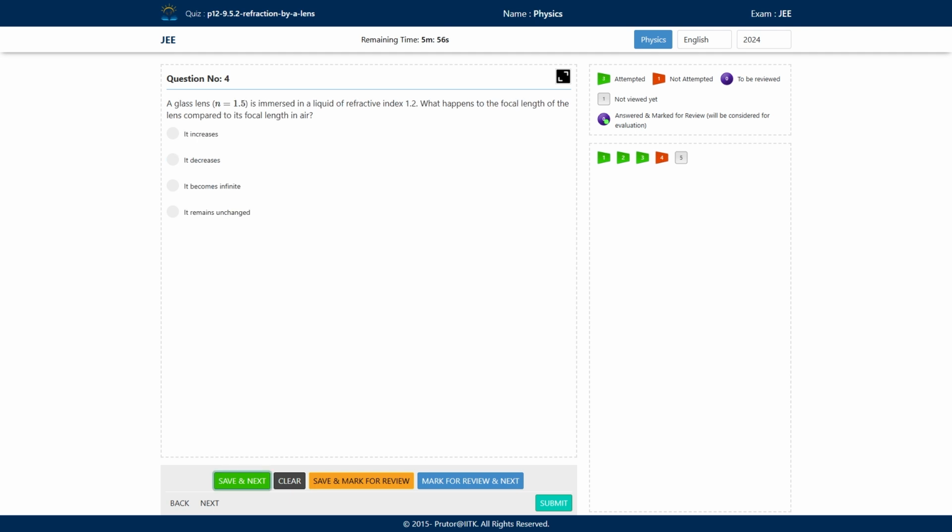A glass lens n = 1.5 is immersed in a liquid of refractive index 1.2. What happens to the focal length of the lens compared to its focal length in air? Glass lens, so the focal length will increase. A magician makes a glass lens n = 1.47 disappear in a trough of a liquid. What must be the refractive index of the liquid? We have discussed it recently. Yes, good.